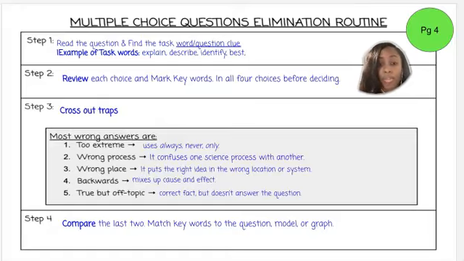And that's all I have for this part of the video. Please go to the next video so that we can actually do some guided practice together and use these elimination routine in real questions.